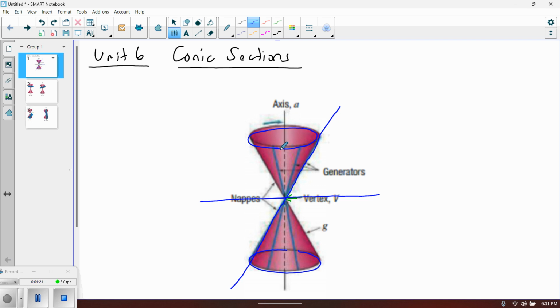If you slice it so that it goes through one part of the nap, but it actually goes through the base, that'll give you something else. And then if you slice one that goes through both naps and through both bases, that's the fourth one. So let's take a look at what these look like.